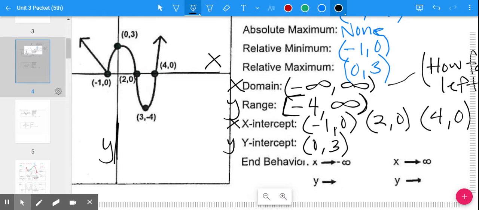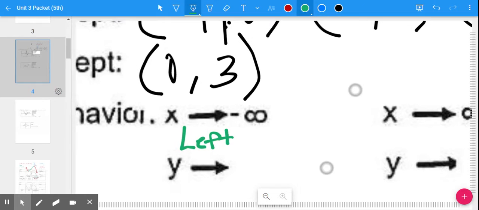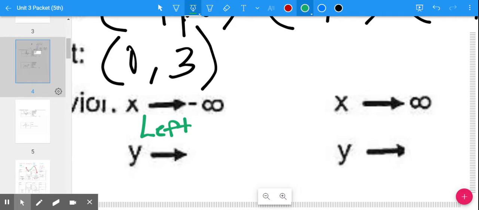All right, the last thing on here is end behavior. So as x approaches negative infinity, that's how we read that. So the x-axis, where the negative numbers are, is to the left. So this other one where it says x approaches positive infinity, on the x-axis, the positive numbers are on the right. So remember, x is always left and right. So the y values are either up or down.